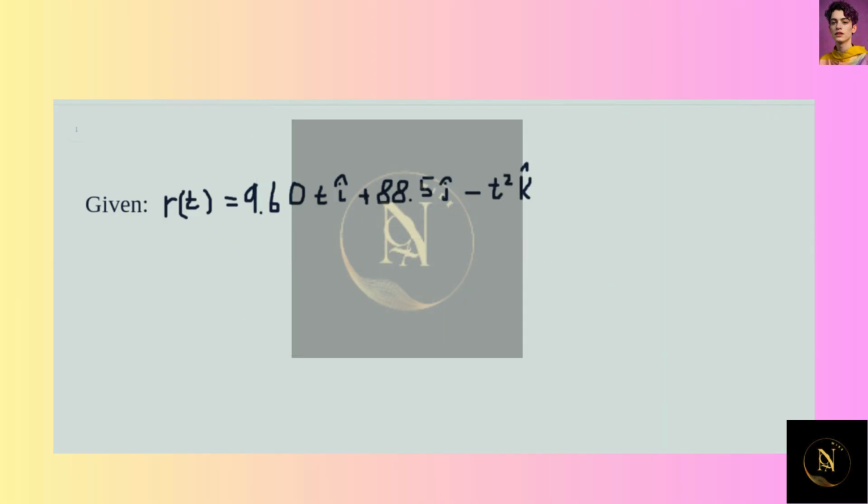Okay, our question says, what was the average velocity of the particle in problem 17 between t equals 1 second and t equals 3 seconds? And then it says, what is the magnitude of the instantaneous velocity at t equals 2 seconds? So I wrote what we were given here.